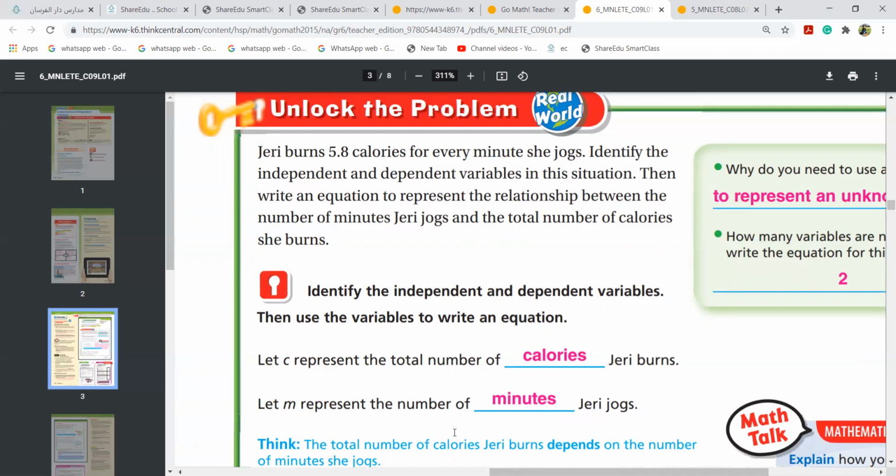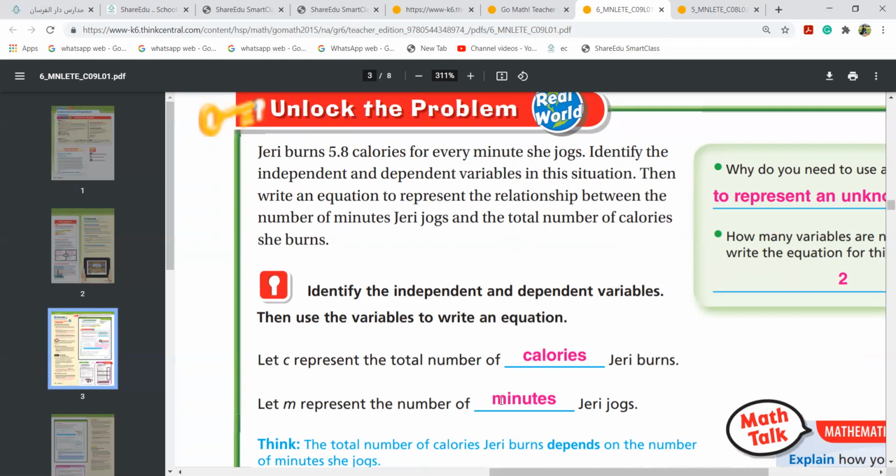My dear, listen to me. It's not important that I put C for calories. You can put anything. I will teach you how you know that this is independent and this is dependent. But at least with the question, you know that 5.8 calories burn for every minute. Like after every minute, how many burn? In the first minute, 5.8. For 2 minutes, 2 times 5.8. For 3 minutes, 3 times 5.8. Am I correct? Yeah.